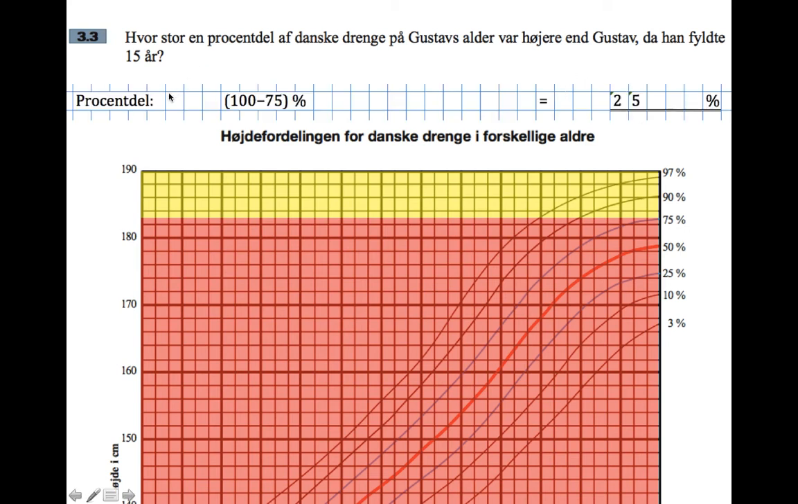So the percentage is 100 minus 75, only 25% are taller than him throughout his life, whether he's 15 or 18 or whatever.